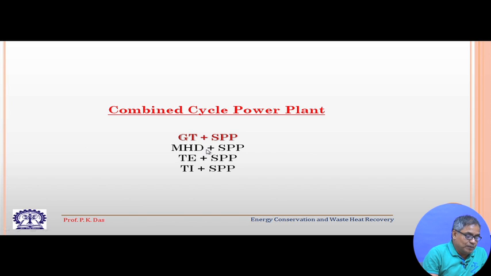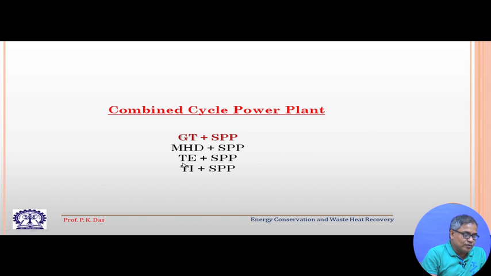Then people have also postulated that MHD plus steam power plant could be one viable option. MHD is magnetohydrodynamics. Already there are certain demonstration units, but again there are technical difficulties. So, probably time will only tell whether we will use this kind of power plant in future or not.